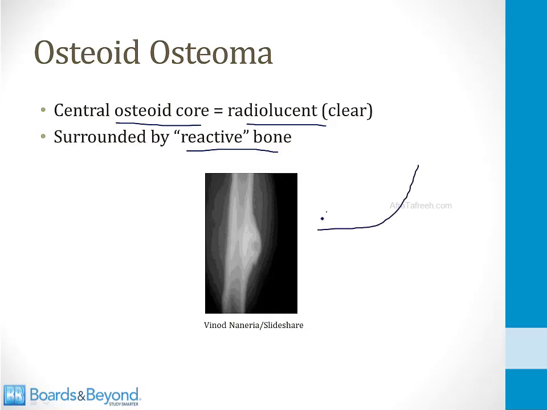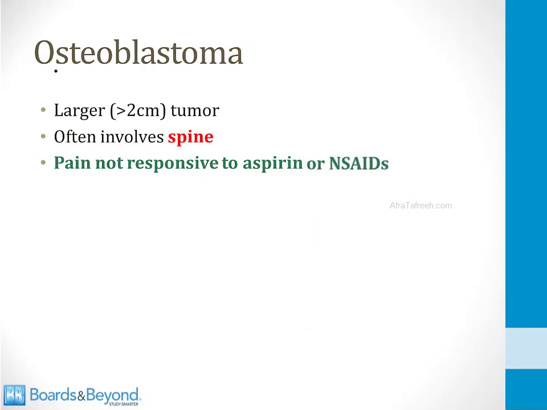And this is a picture of one on the screen here. You can find many other pictures on the internet, but it's basically just a bump extending out from the long bone with a dark spot in the middle. That's the osteoid core. You can think of an osteoblastoma as a bigger version of an osteoid osteoma. These tumors also have an osteoid core surrounded by reactive bone.